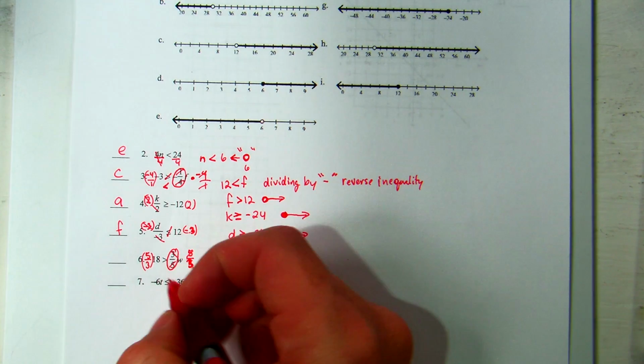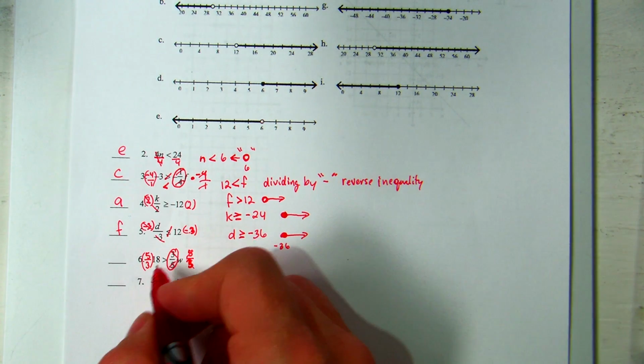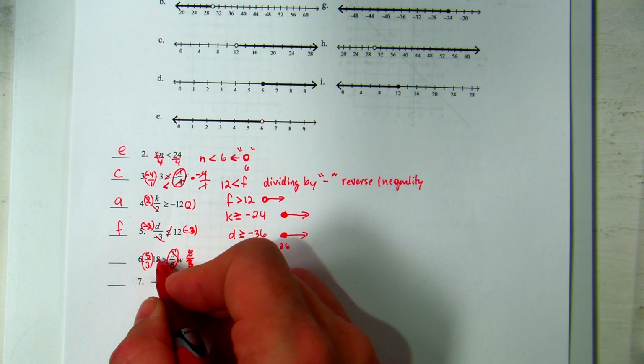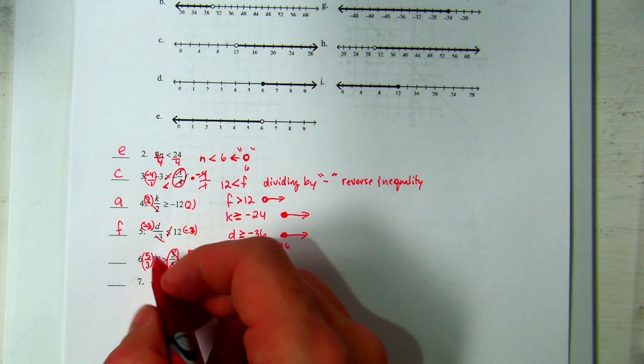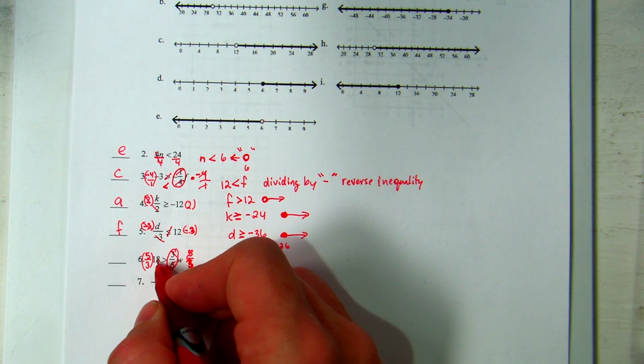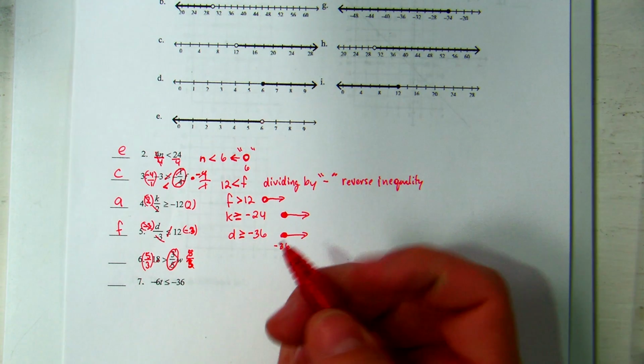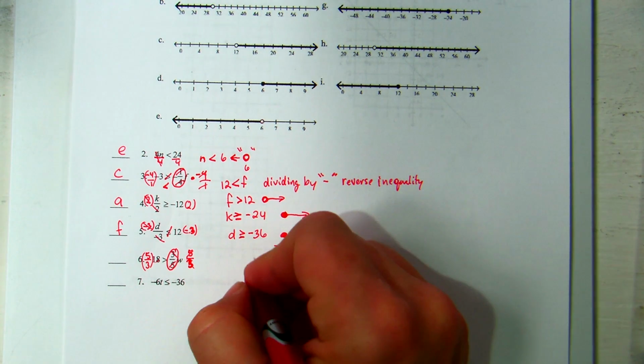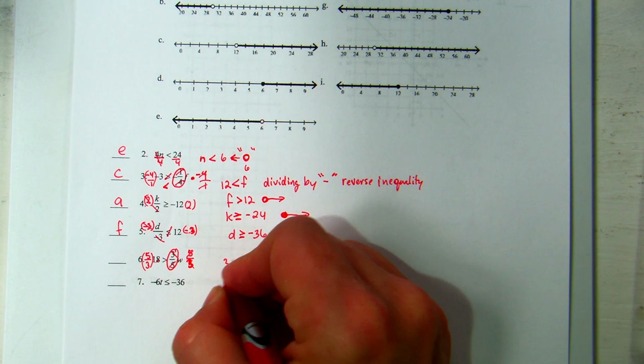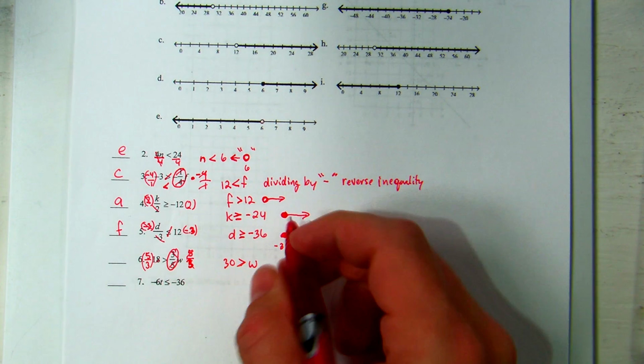And when we multiply by 5 over 3 over here, we can either divide by the 3, which we get 6, and 5 times 6 is 30. Or we can multiply 5 times 18, which is 90, and 90 divided by 3 is 30. So either way, we'll get 30. W is less than 30.